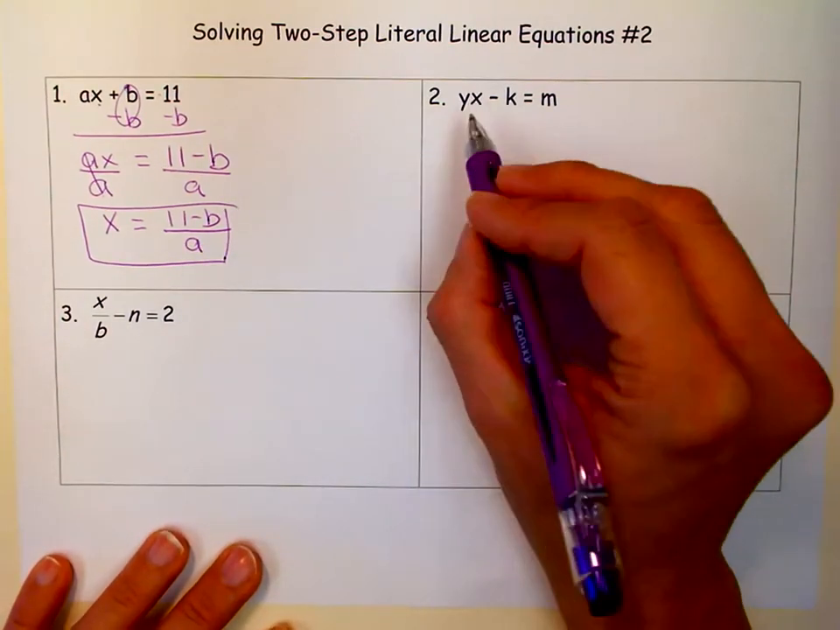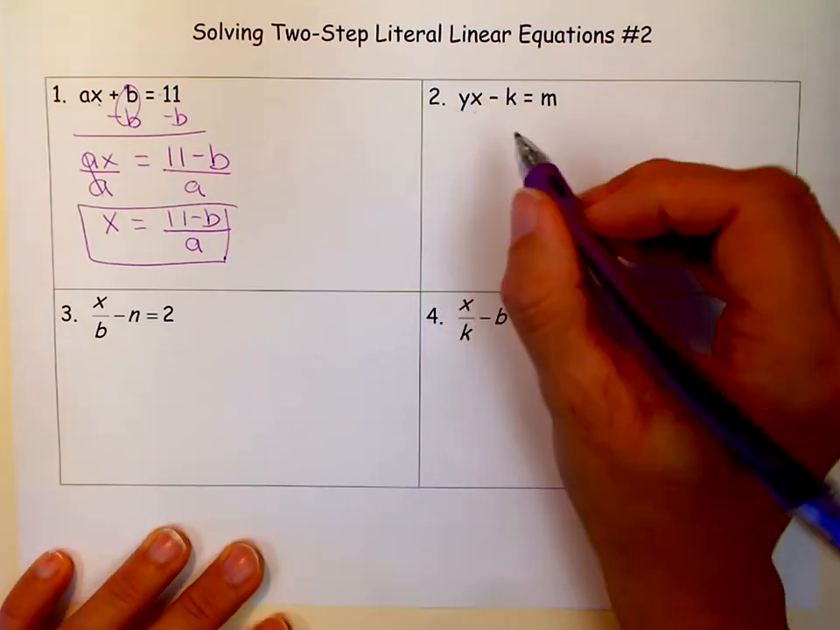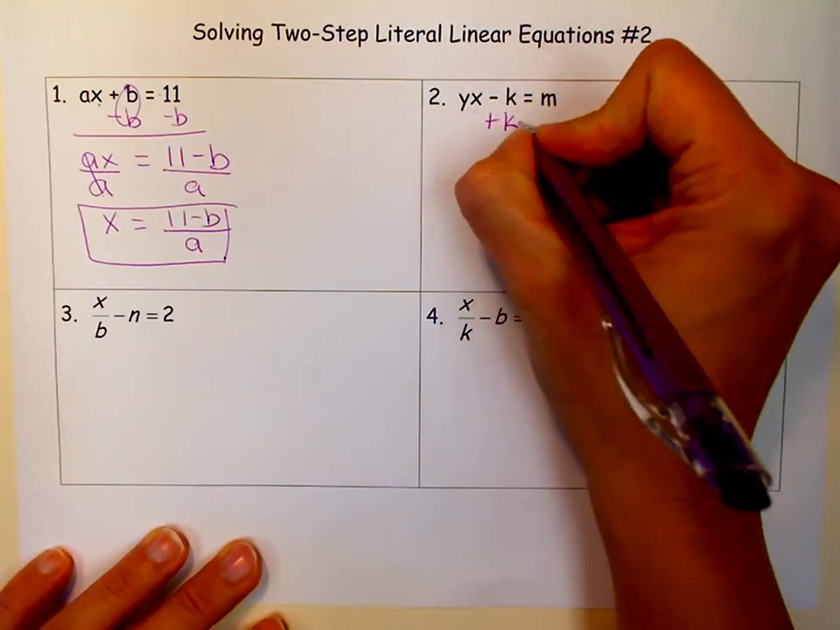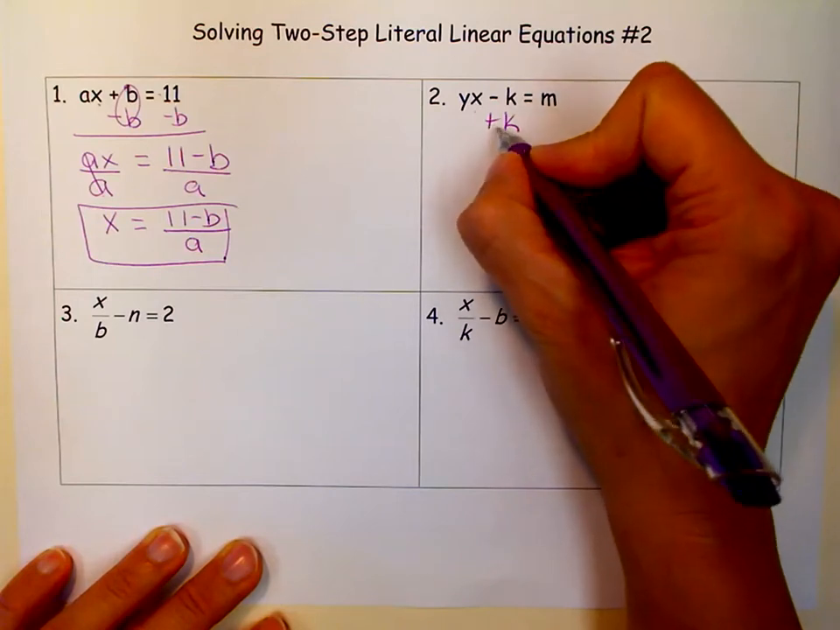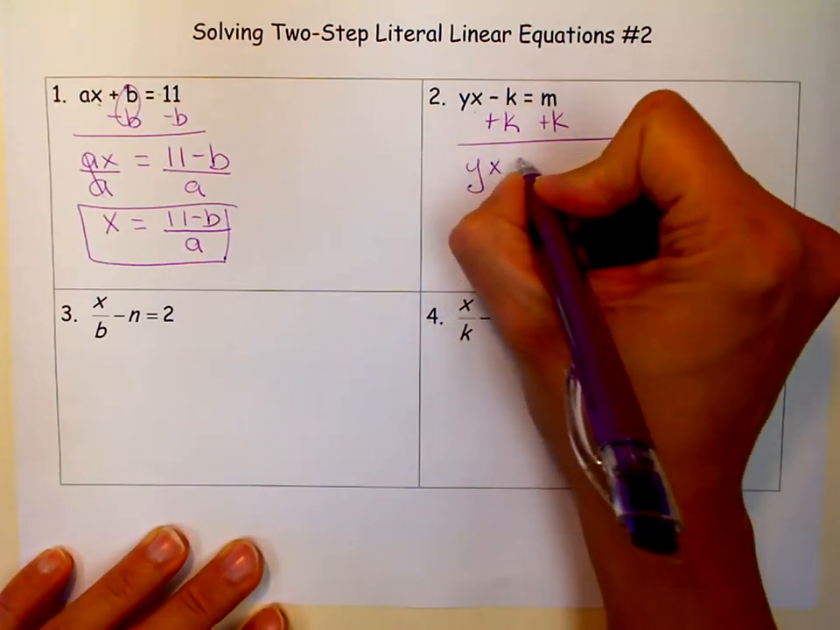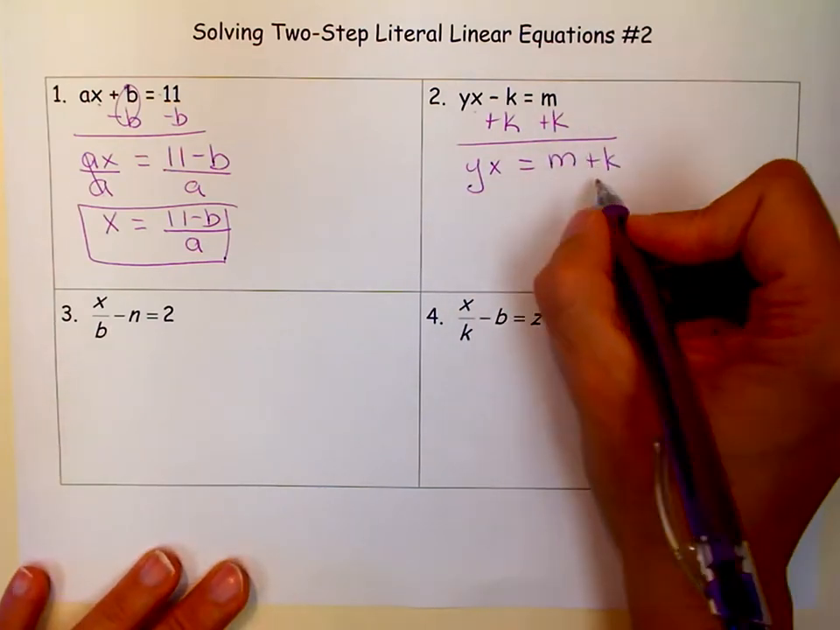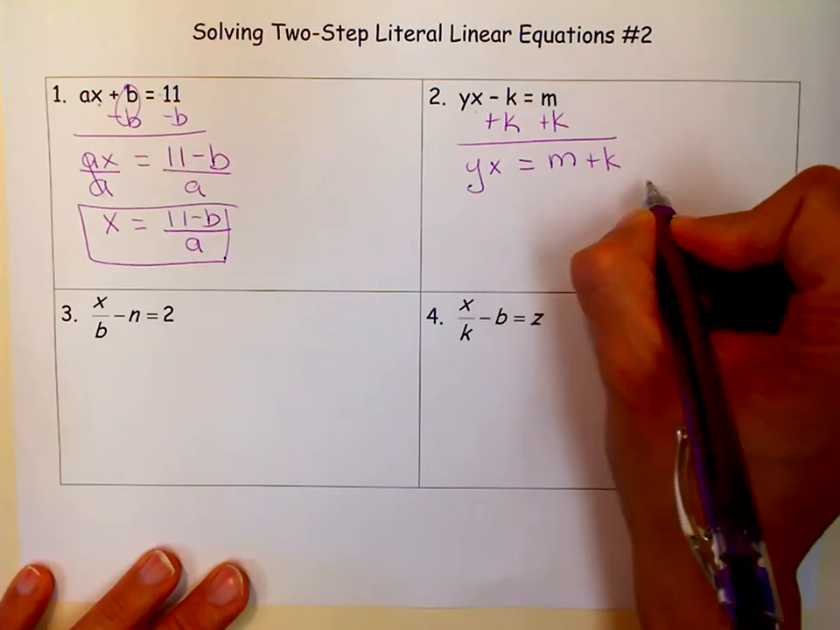On to the next one. Here's my x. Something is being subtracted from my x term. The only way to get rid of a subtracting k is to add k. So I'm going to add k to both sides. So yx equals m plus k. m and k aren't like terms, so I can't combine them. It's just m plus k.